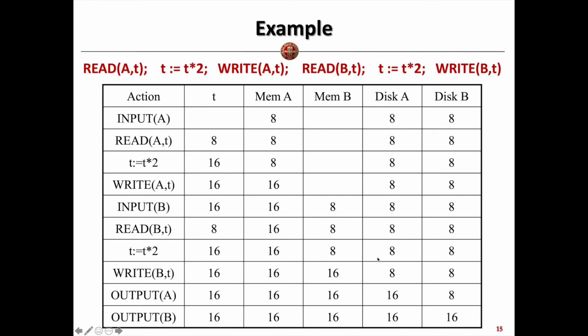After we do these actions, we can write back both memory A and memory B to the disk. So we can output A. It means we output memory A, the 16 value, to the disk. It becomes 16. Then we can output B. It means we output memory B, the 16, to disk B. So via this, we double the value of both disk A and disk B. You see, for all the actions we have to read from disk to memory, do the action based on memory, and then write all the values back to the disk.